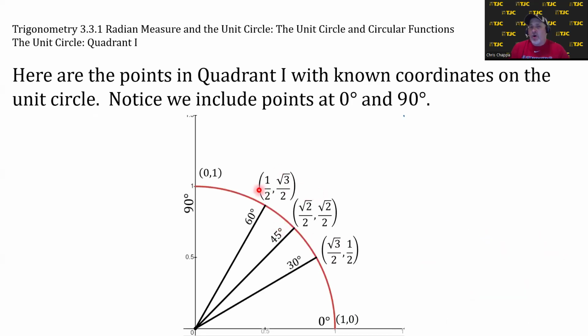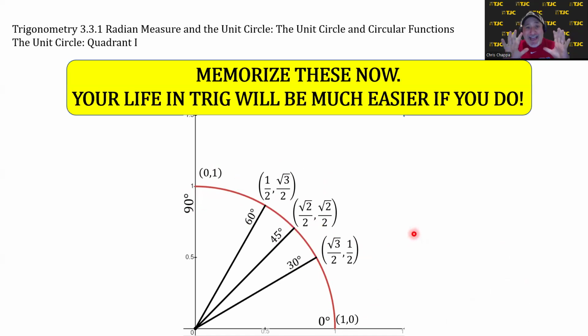So here are the points in quadrant 1 with known coordinates on the unit circle. Notice we include points at 0 degrees, (1, 0), and 90 degrees, (0, 1). You want to memorize this. Memorize these now. Your life in trig will be much easier if you do. All the way around from 0 to 90, stopping at 30, 45, and 60.